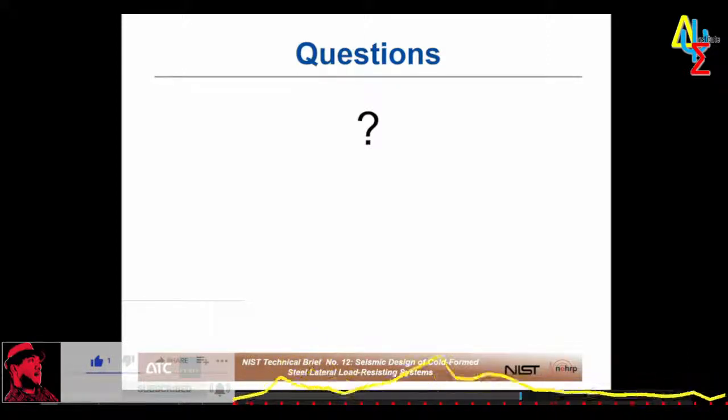Can we use the same R and omega factor for CFS on podium slabs? Yeah, that's another simple question with a complicated answer. I believe that you can.